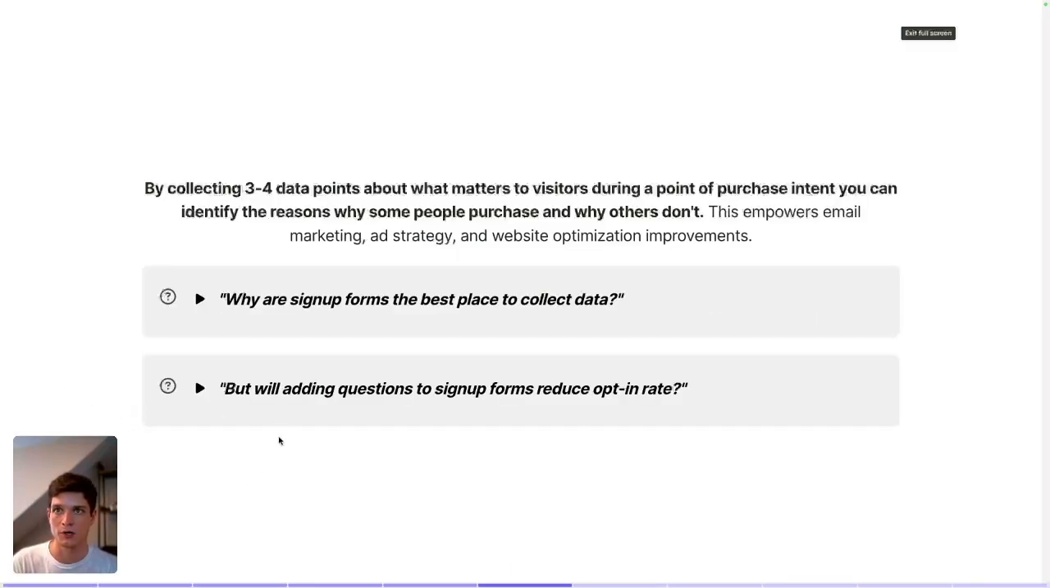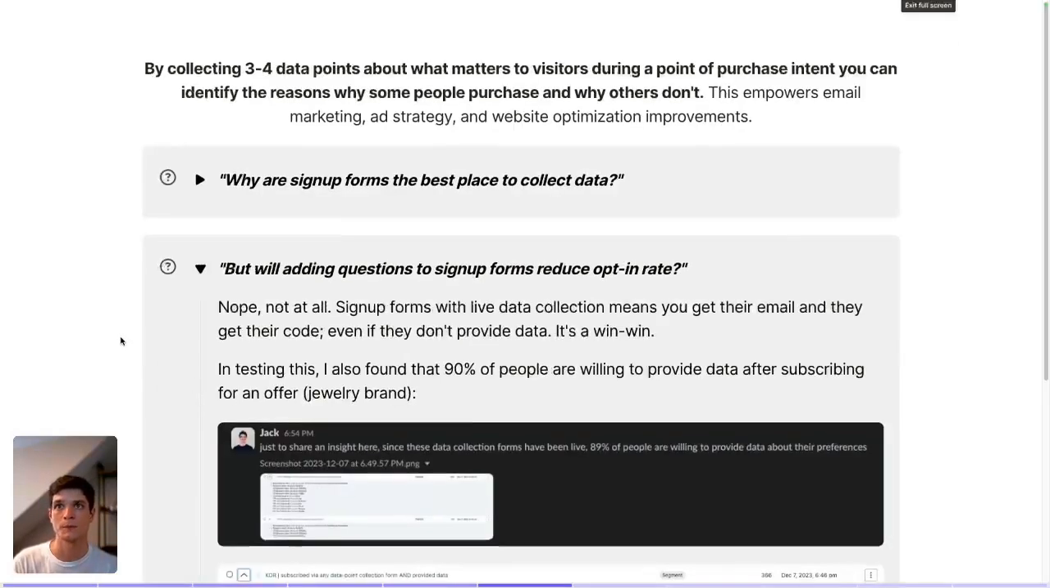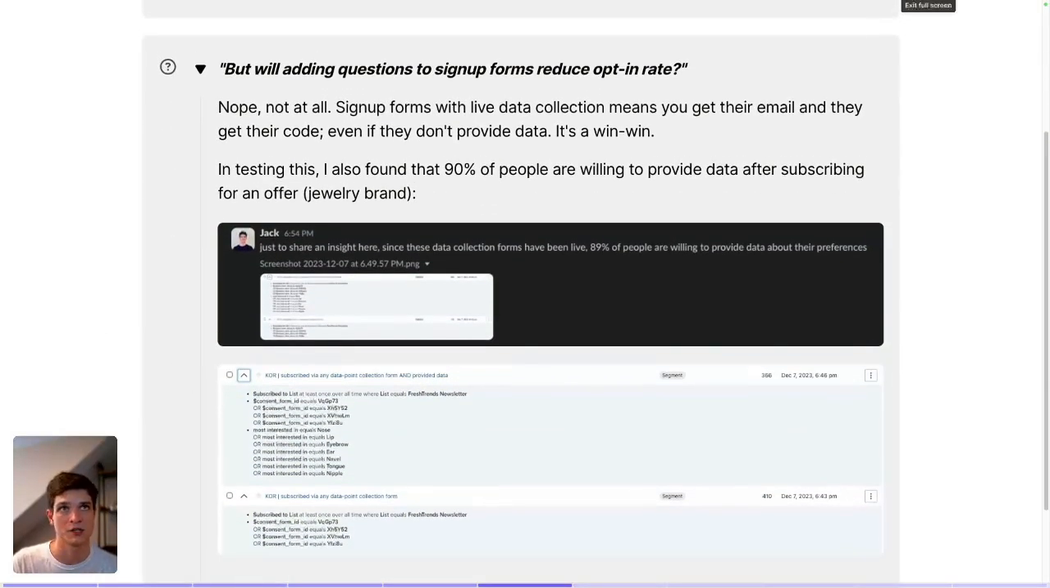Another common question, but will adding questions to sign-up forms reduce opt-in rate? Nope, not at all. Sign-up forms with live data collection means that you get their email and they get their code as a customer, even if they don't want to provide data. So for example, they see the form, they opt in, standard. When they see the questions pop up, the data points, even if they exit out, they still get their code. So it's not mandatory, but what I found in testing this for a jewelry brand is that 90% of people are willing to provide data after subscribing.